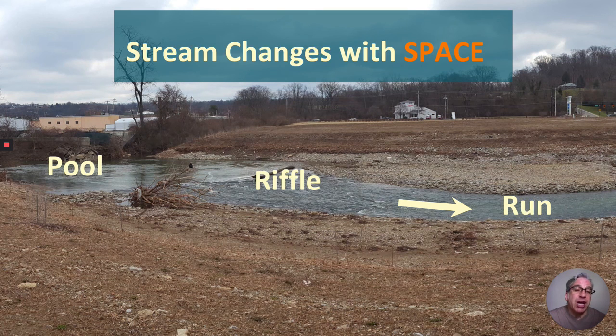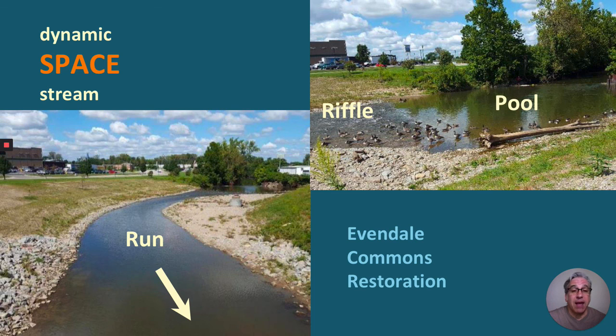Well, streams change across space along their length from upstream to downstream, and a well-functioning stream is heterogeneous. It varies and changes. Streams typically have a sequence of deep pools of slow-moving water that alternate with shallow riffles of fast agitated water. A run of fast water and a glide of slow-moving water may also be part of the sequence, and then the pattern repeats again and again. And it improves water quality and the biology of the stream.